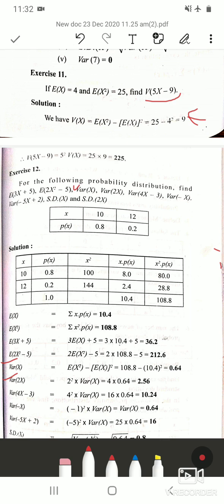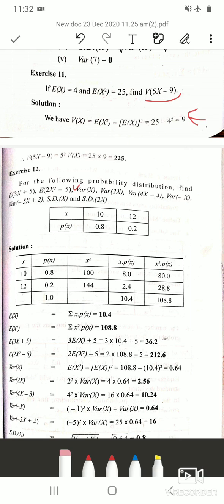And next they have asked to find out variance of 2x. So using the result, variance of ax is a square into variance of x. So a square, in place of a we have 2, therefore 2 square into variance of x. So we got the variance of x as 0.64. So substitute. Therefore, variance of 2x is 2 square into variance of x, that is 4 into 0.64, which is 2.56.